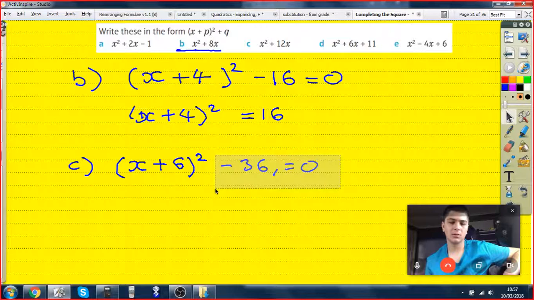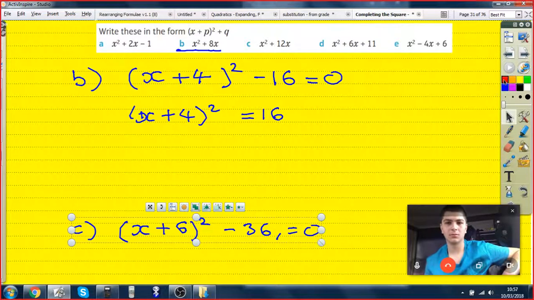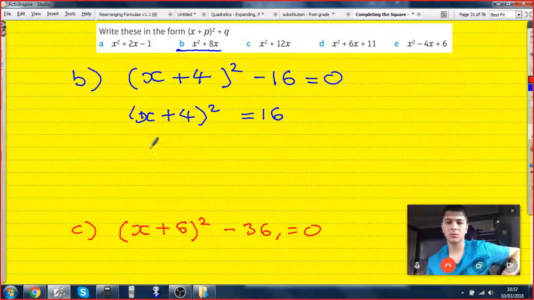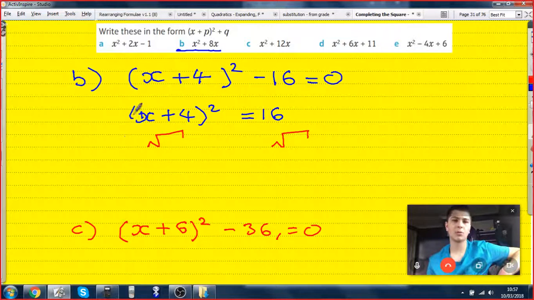Square root. What will happen if you square root the left side? Would that just take away the square sign? Correct. So that just leaves you with x plus 4 is equal to plus or minus 4. Yeah. And so, go on.